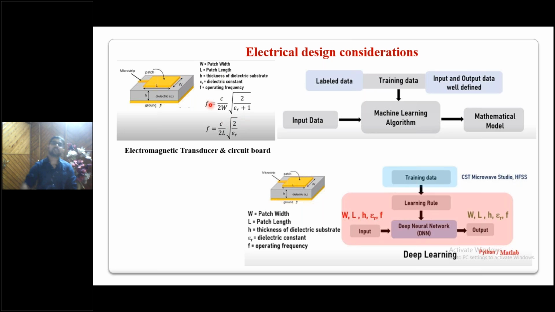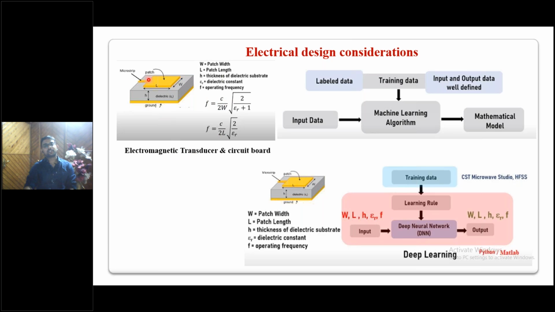Now operating frequency will depend on the application that you select, whether you want to operate this in 2.4 gigahertz or 1.9 gigahertz or megahertz. That depends on the application that you want to consider.